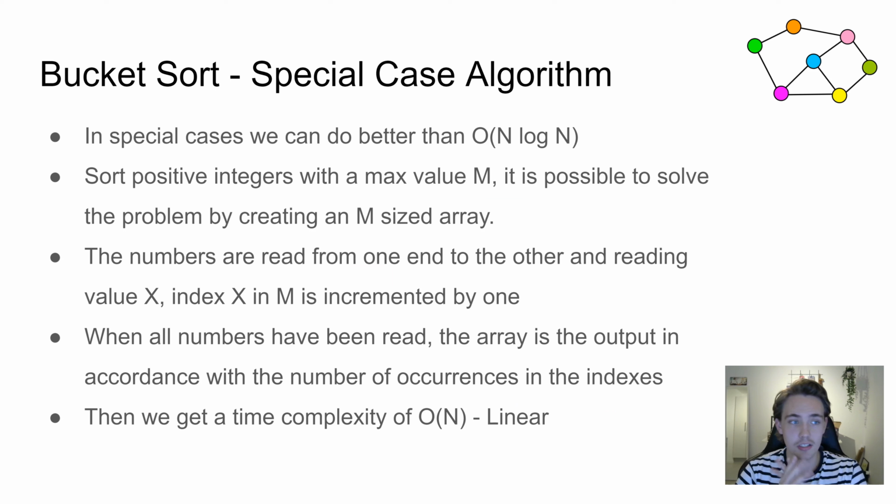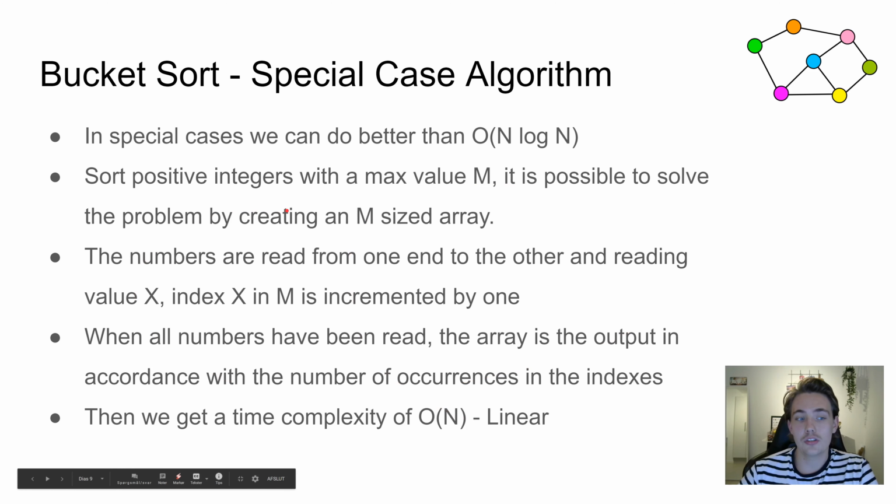We can also use a special case algorithm called bucket sort, and in some special cases we can actually do better than O(n log n). This is a very special case, and you can only use it if these special conditions occur in our problem. Then we can get a sorting algorithm with linear time complexity, which is pretty good, but it's not that often that we can use this special case algorithm.